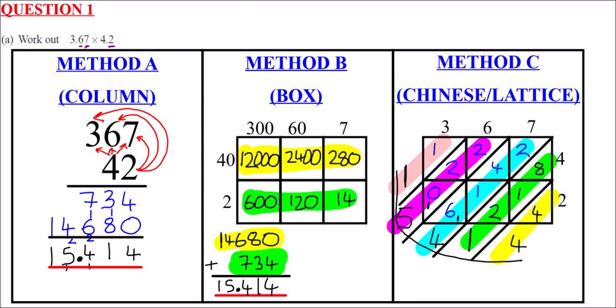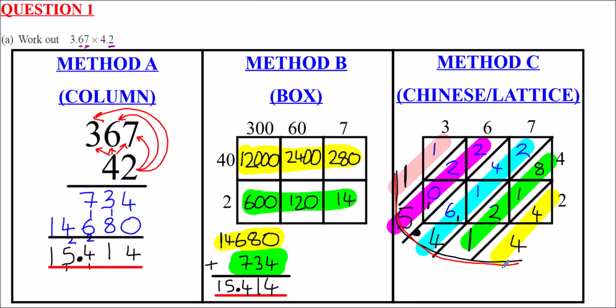And again, in the same way, putting the decimal back in, we've got 1, 2, 3 digits after the dot in our question. So again, we need 1, 2, 3 digits after the decimal dot in our answer. So the decimal goes here. It's 15.414, just like we had before.